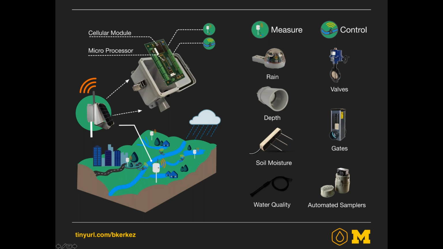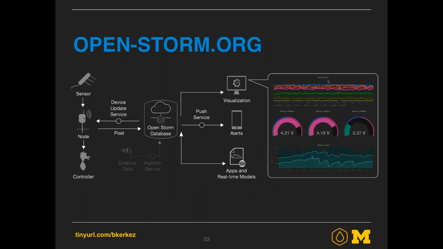Not only can you measure, but now we can also connect controllers. So we've been experimenting with all sorts of stuff. I showed the auto sampler earlier, but you can actually control gates and valves and pumps and all sorts of other stuff throughout a watershed. So this is really the hardware that makes this feasible. That was accompanied by a long list of developments related to the cloud infrastructure to support this.